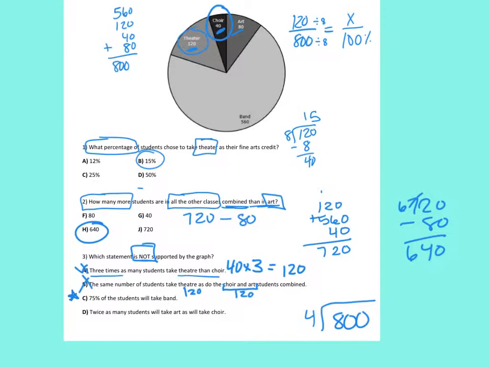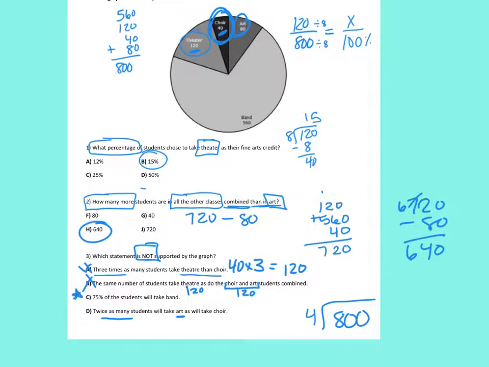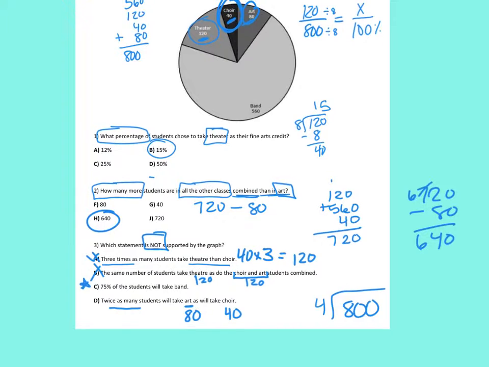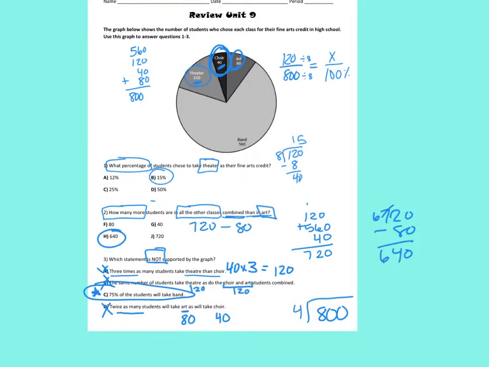And D says twice as many students will take art as will take choir. So 80 kids take art, 40 kids take choir. Is that twice as many? No. 80 is twice as many as 40.